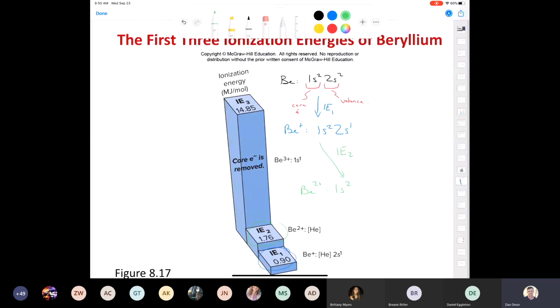If you remove another electron, so you get ionization energy 3, you'd end up with Be3+ and then you'd have 1s1. Now, what you see here is that the ionization energy skyrockets. It jumps by a huge amount. Why? Because you're removing a core electron. You removed a 1s electron. Those are core electrons, and those are going to be held a lot tighter. They're on the inside. They don't like to leave.